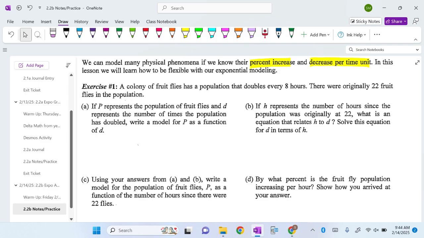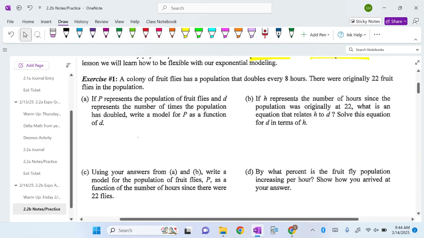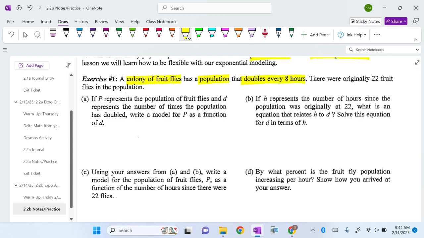All right. So let's look at this first exercise. A colony of fruit flies has a population that doubles every 8 hours. There were originally 22 fruit flies in the population. All right. So let's go through these questions because it'll actually help us set up what they're trying to look for in this case. So this is what we call a doubling problem.